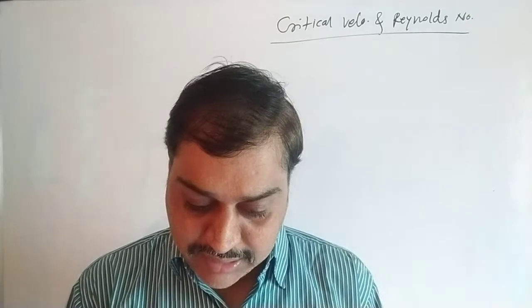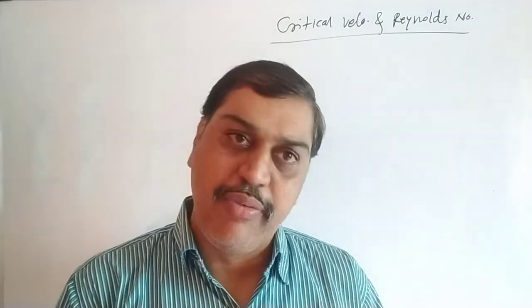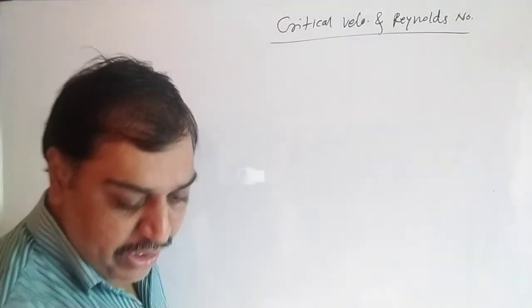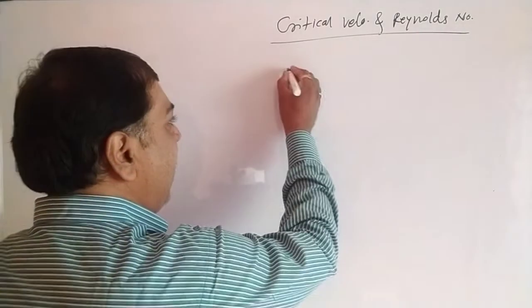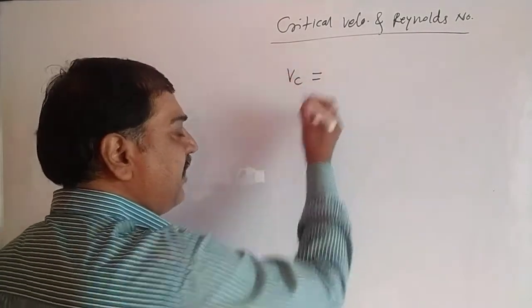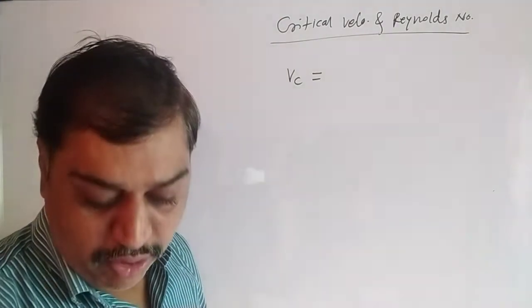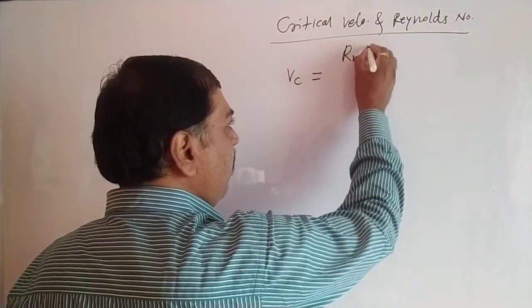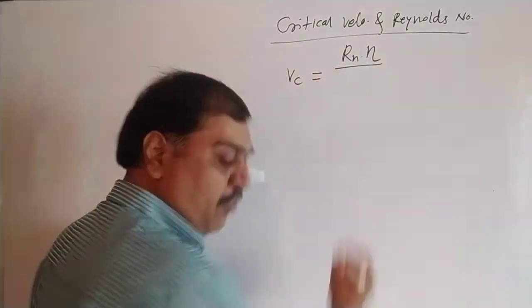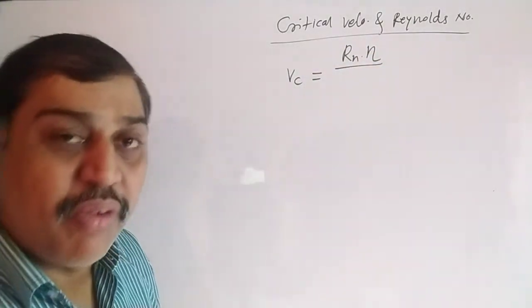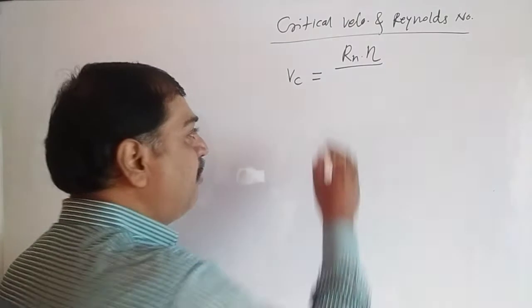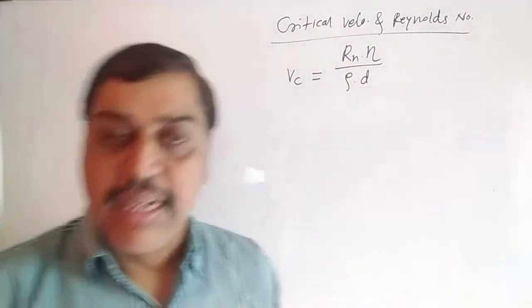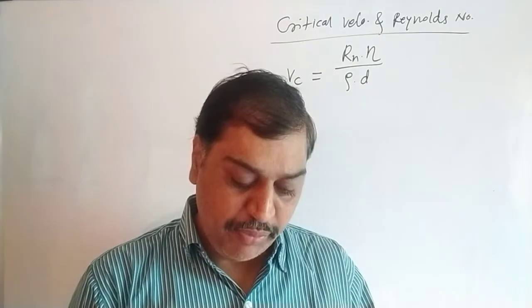This relation was first given by the scientist Reynolds, between critical velocity and Reynolds number, and that is equation 2.32 in your book. He has given the relation Vc equal to Rn into eta divided by rho into d, where Vc is the critical velocity of the liquid, Rn is the Reynolds number, eta is the coefficient of viscosity, rho is the density, and d is the diameter of the tube in which the fluid is flowing.